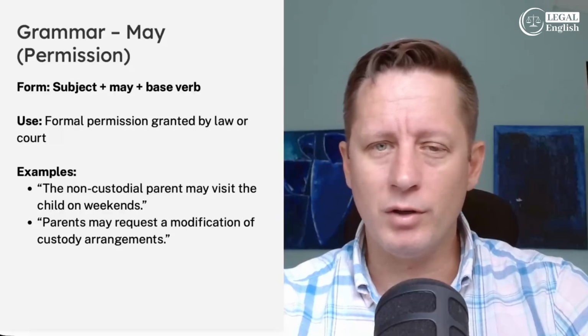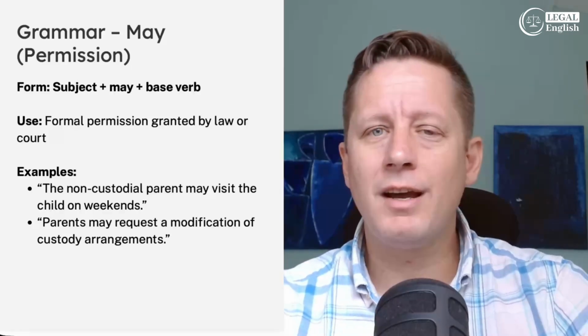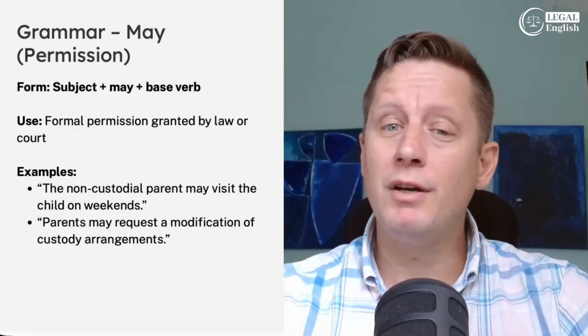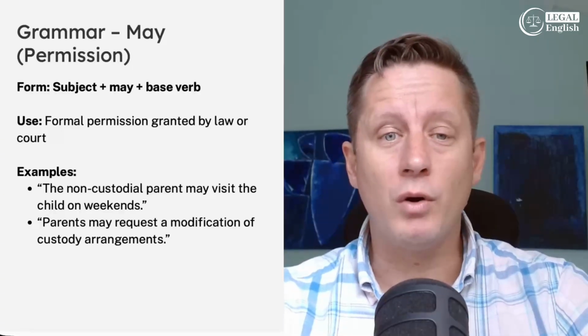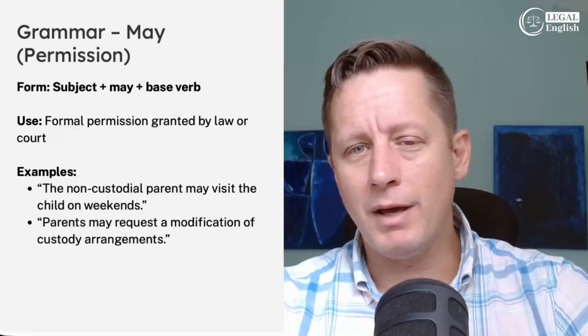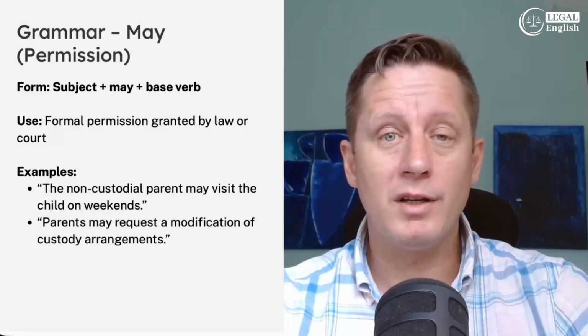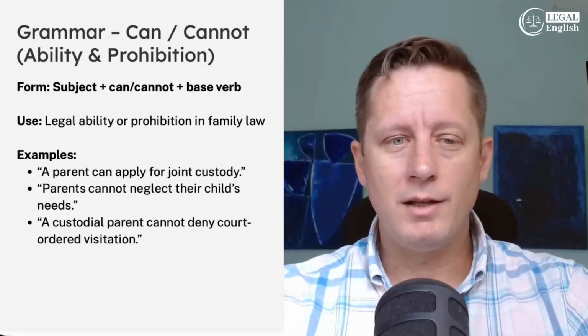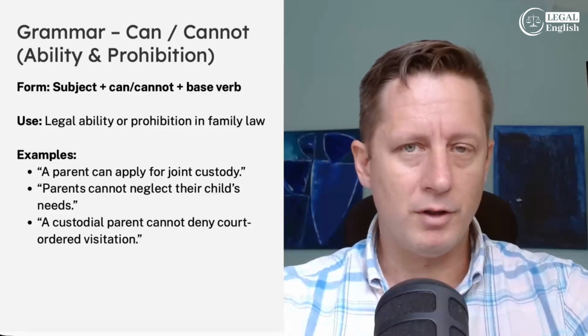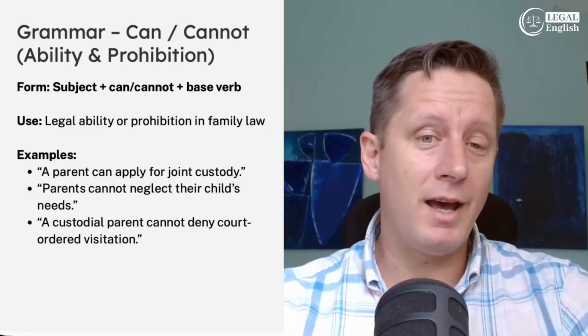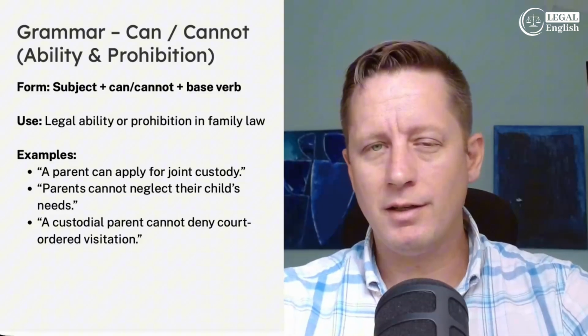Let's look at it in more detail. A lawyer tells a client, "You may appeal the custody order if circumstances change." The court allows that. Using may sounds legal, formal, and precise. Can is used to show what is legally possible or allowed. For example, a parent can apply for joint custody.